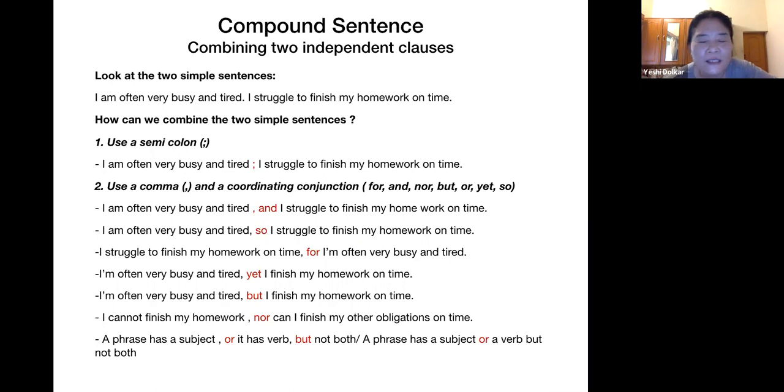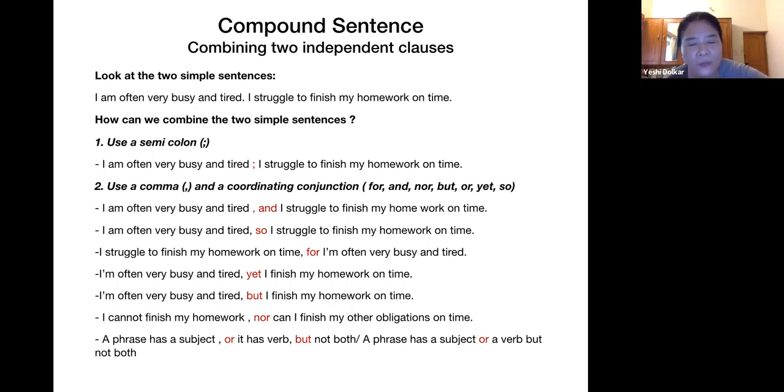A phrase has a subject or it has a verb. The 'it' refers to the phrase there. A phrase has a subject or it has a verb. Then: a phrase has a subject or a verb. Do you see the difference there?